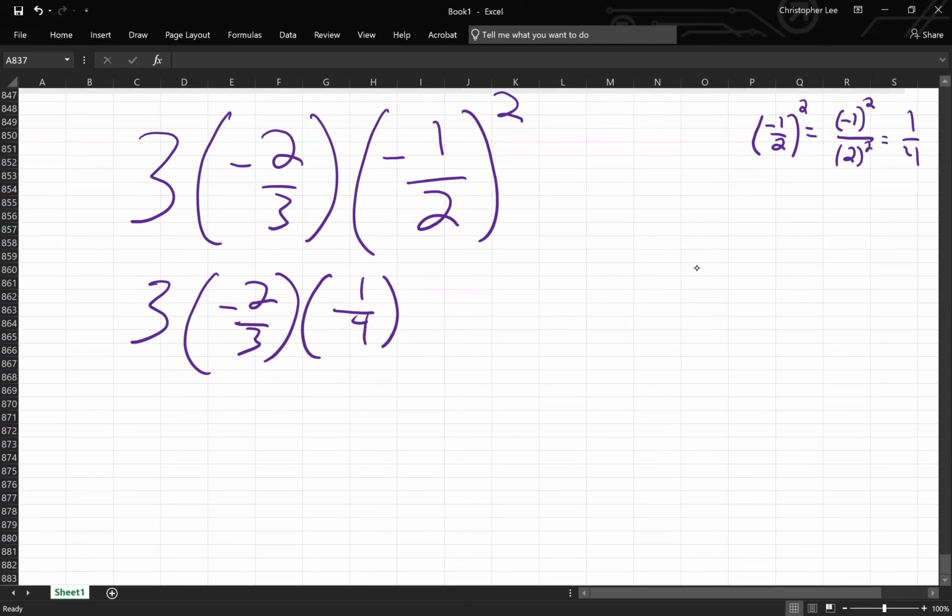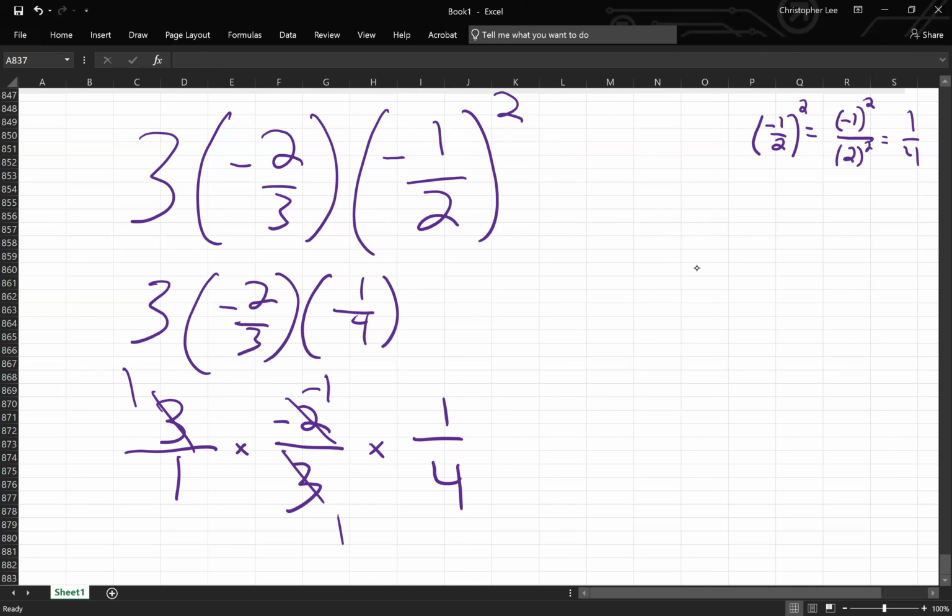After this, I'm going to rewrite this as 3/1 times -2/3 times 1/4. Then just reduce it a little bit, right? 3 goes into 3 once, 3 goes into 3 once, 2 goes into, this is -1, this is 2. Multiply straight across: -1 times 1 times 1 over 1 times 1 times 2, -1/2, and that's it. What do we think? Questions?